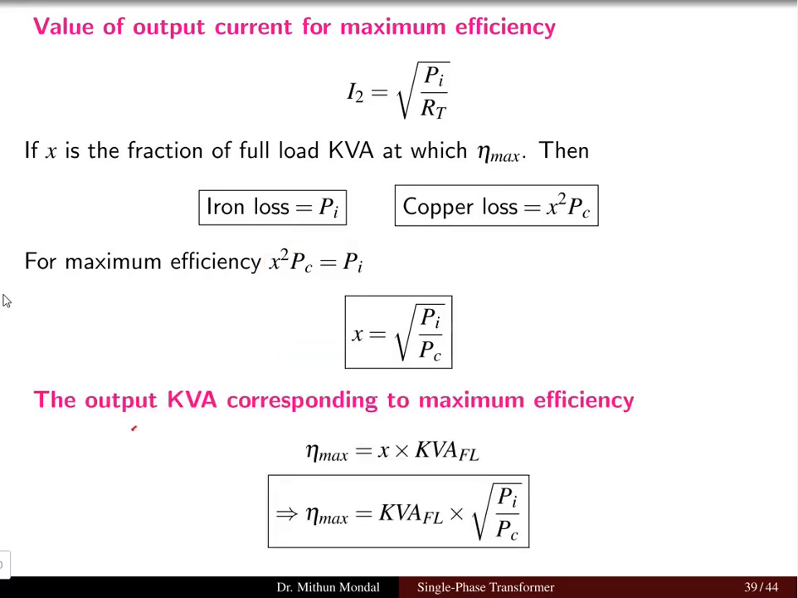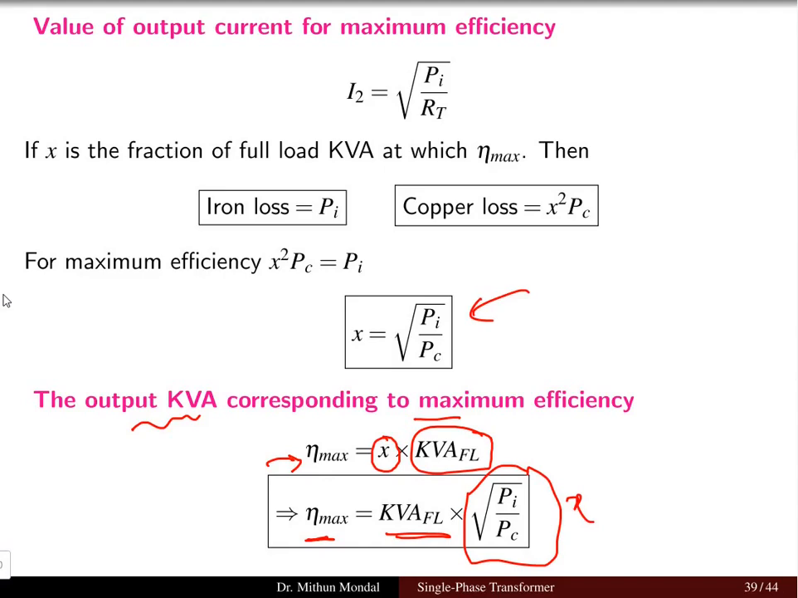What is the output kVA corresponding to maximum efficiency then? The full load kVA multiplied with the fraction of the load at which the transformer is operating will give the kVA at maximum efficiency. It means that the output kVA at maximum efficiency is the full load kVA multiplied with the value of X, which we got in the previous equation as the square root of iron loss by copper loss.